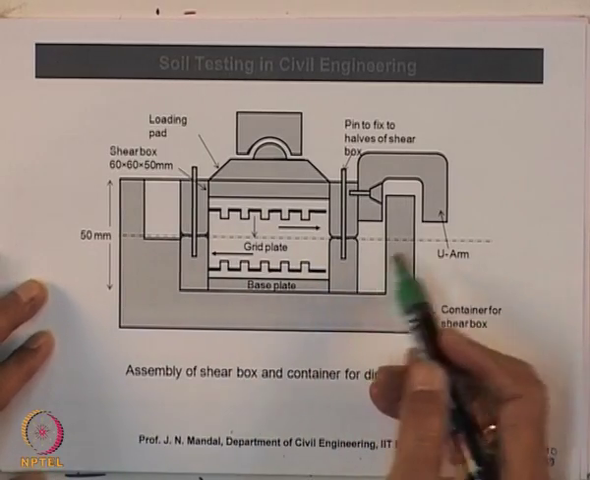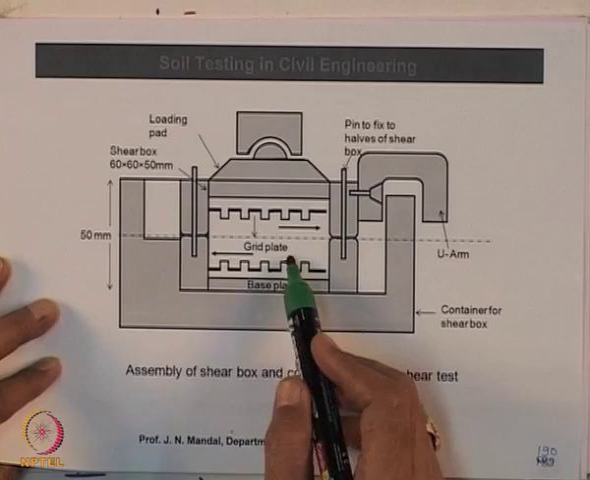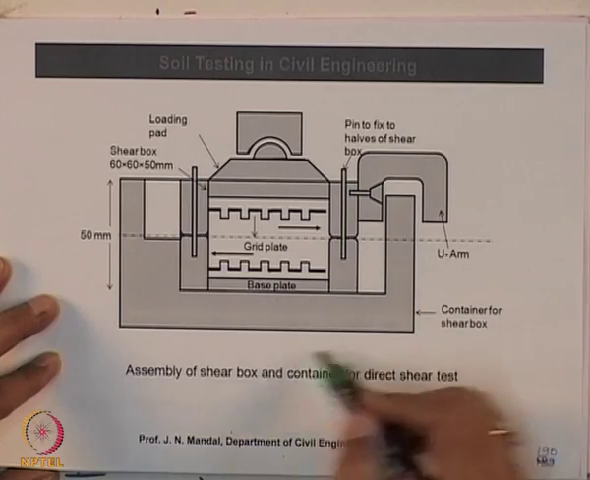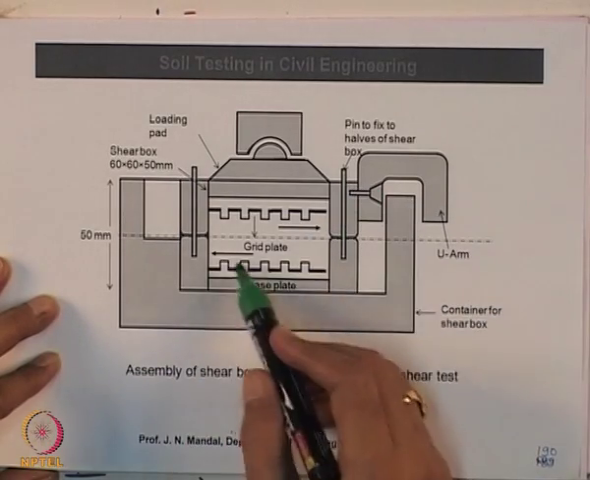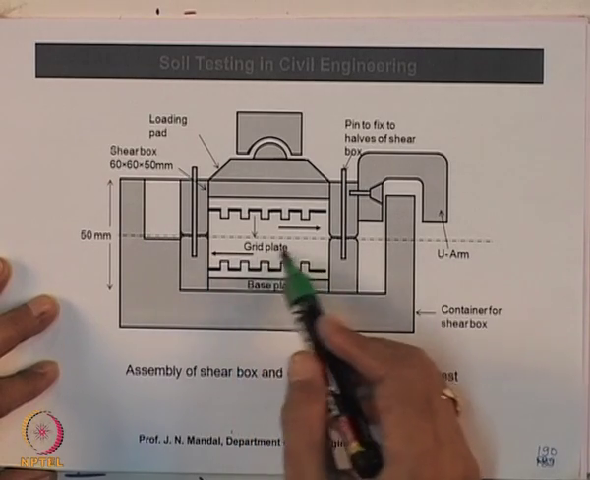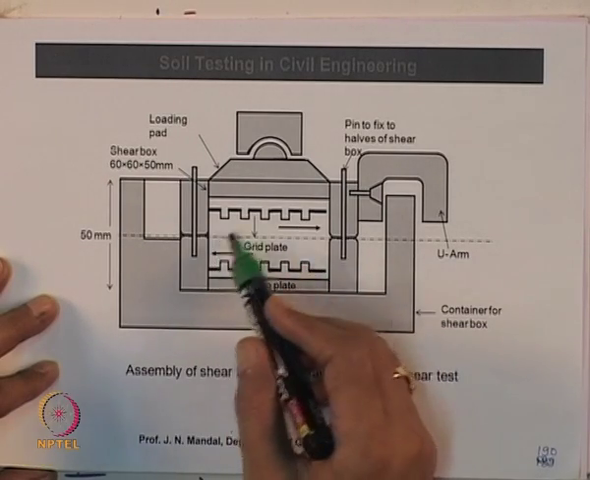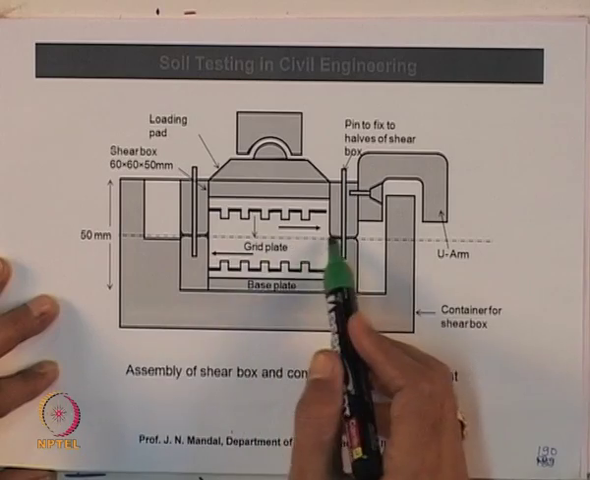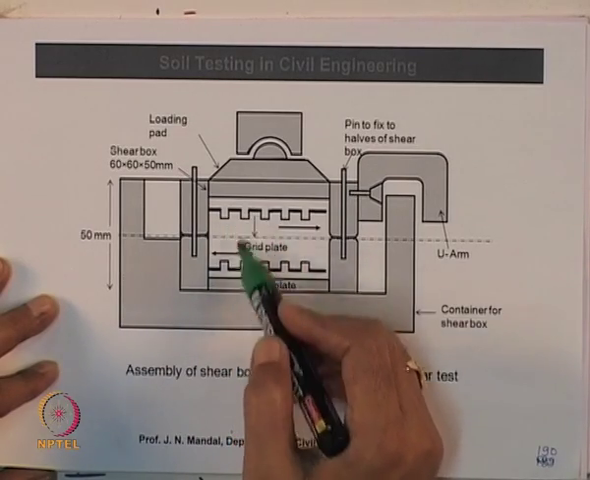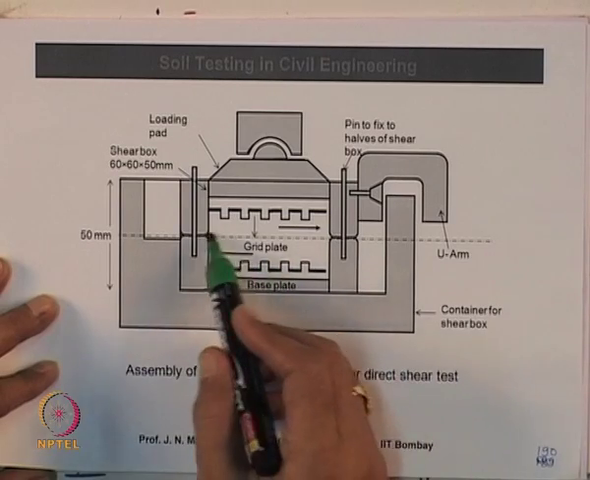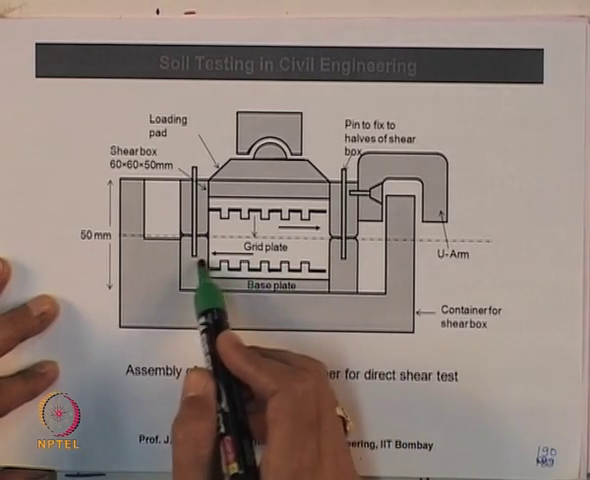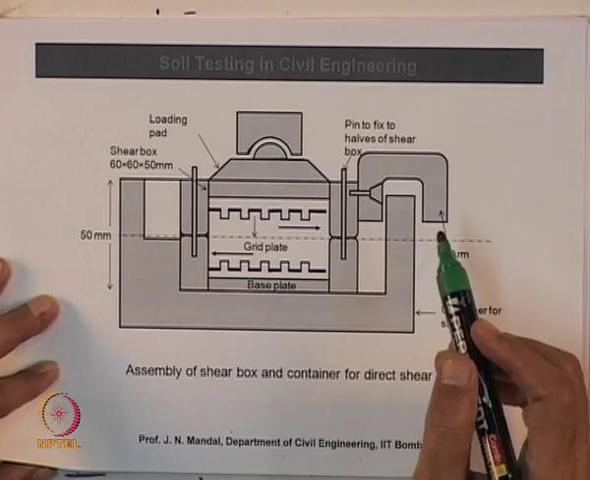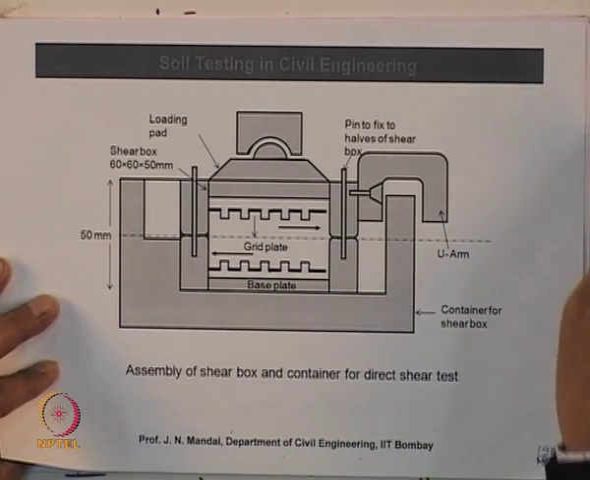This is 60 by 60. Here is a base plate, there is a grid plate, and this is the U arm, and this is the container for the shear box. So, soil will be assembled here and compacted, with lower part soil and upper part soil, and there is a shear in between the half of the shear box apparatus. So, it is shearing in this direction and in this direction. This is the assembly of the shear box and container for the direct shear box test.